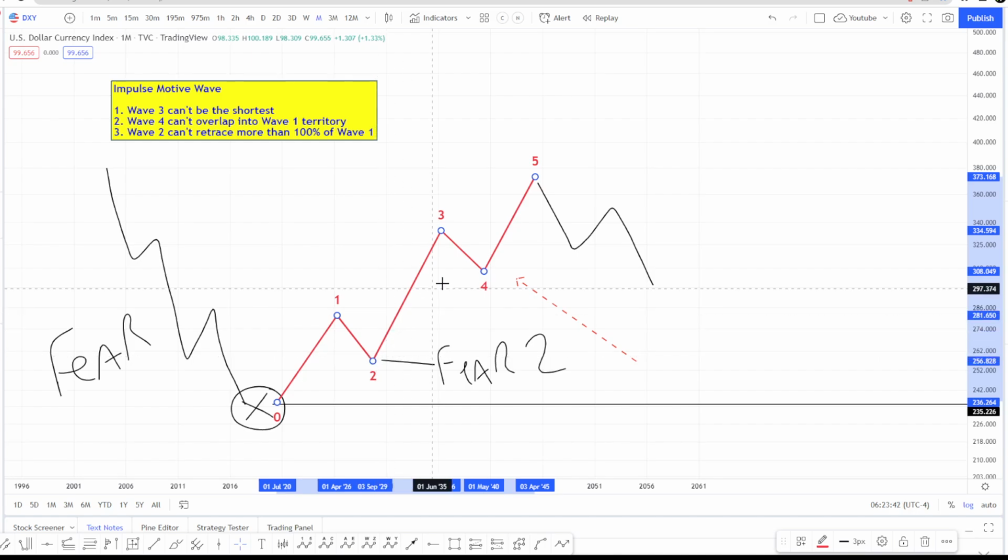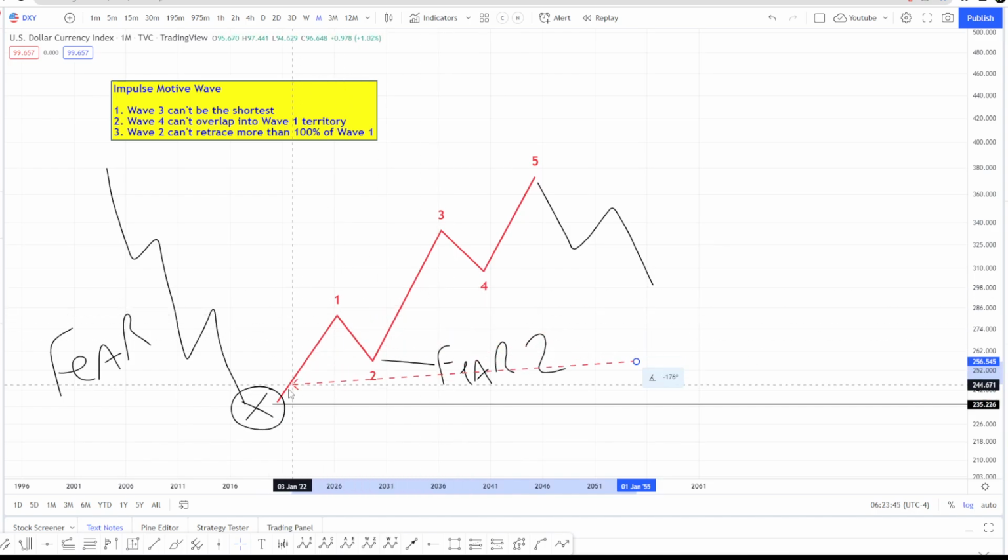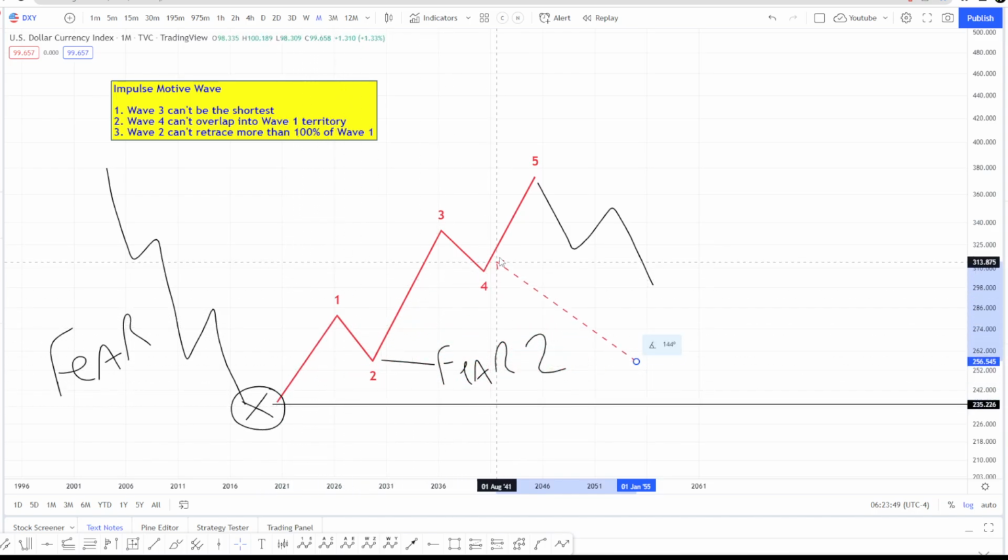Equality can also be seen in the logarithmic vertical distance of wave 1 and wave 5, both in terms of time and in terms of price. And once again, we will be covering how you actually project your targets in later videos.